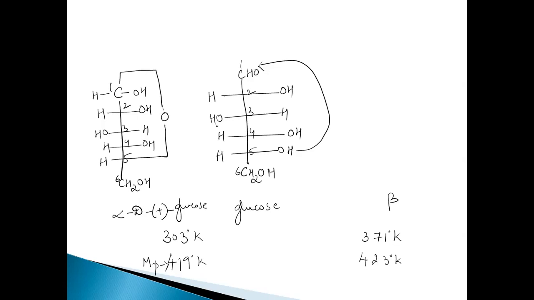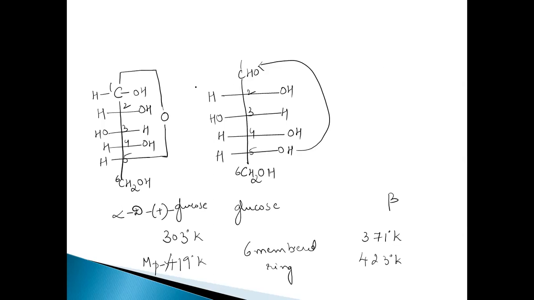And now, I'll write the beta structure also. Now, you can see how many member ring? 1, 2, 3, 4, 5, 6 member ring. So a 6-membered ring is being formed, right? And this is called a cyclic hemiacetal structure. What is this structure called as? These two are cyclic hemiacetal structures.